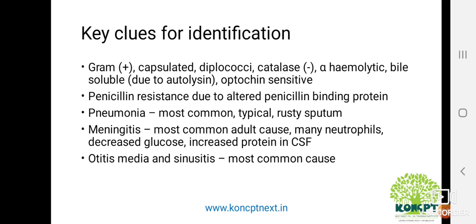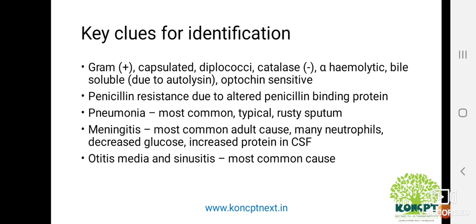These are some key clues for identifying Streptococcus pneumoniae in any clinical question. It is a gram-positive capsulated diplococci, which is catalase negative, alpha hemolytic, bile-soluble, and optochin sensitive. Penicillin resistance is due to the altered penicillin binding protein. It's the most common cause of pneumonia, producing typical pneumonia with high-grade fever, productive cough, blood-tinged or rusty sputum. It is the most common cause of adult meningitis, with the CSF showing increased neutrophils, decreased glucose and increased protein. It's also the most common cause of otitis media and sinusitis.